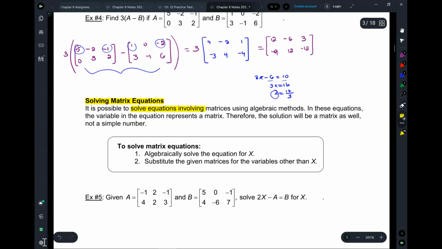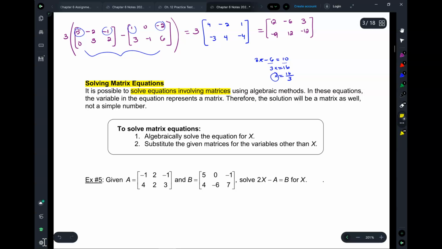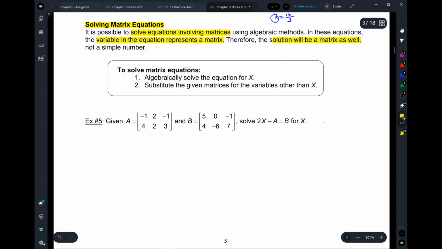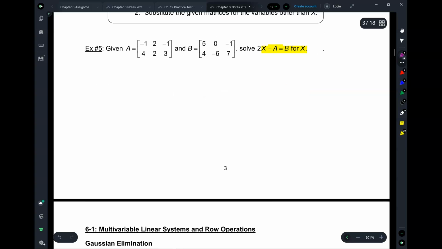We can solve equations involving matrices using algebraic methods. In this case, the variable in the equation represents a matrix. So the solution will also be a matrix and not a simple number, not a scalar. So how do you solve an equation? Basically, just do the algebra, solve the equation for x, and then substitute the matrices. Take a look at this equation here: 2X minus A equals B. We're going to solve it for X.